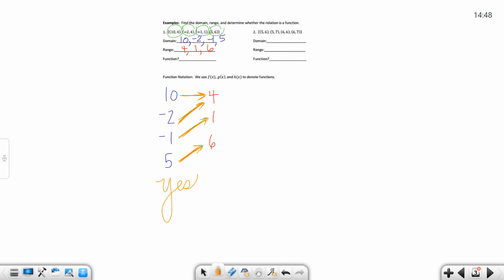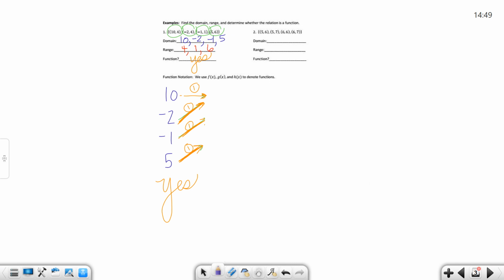Now, if the 4 is confusing you, you can also try it this way. How many numbers did 10 go to? 1. How many numbers did -2 go to? 1. In other words, how many arrows? 1 arrow, 1 arrow, 1 arrow, 1 arrow. They each went to one arrow. So this answer would be yes.